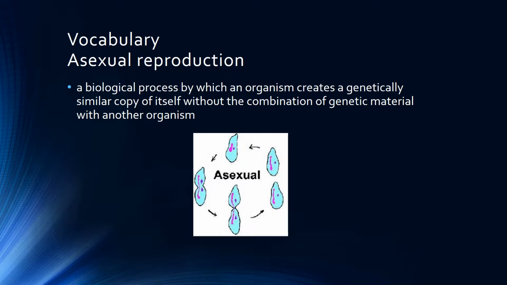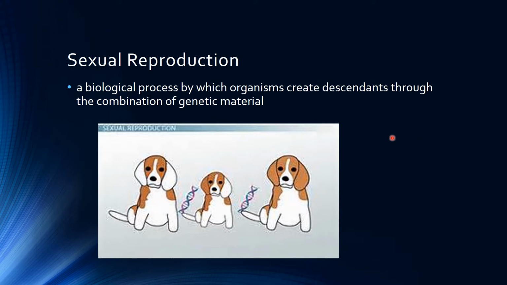Sexual reproduction is when organisms create descendants through the combination of genetic material. So like in our picture here, the two puppies combine together to create our third puppy. They used their genetic material in order to make this third one. They combined their genetic material.